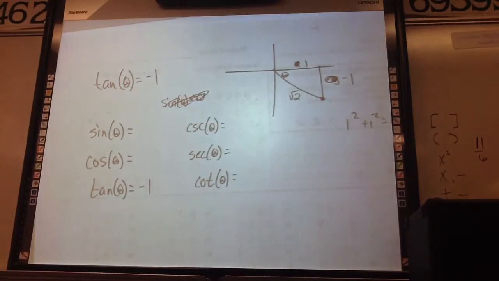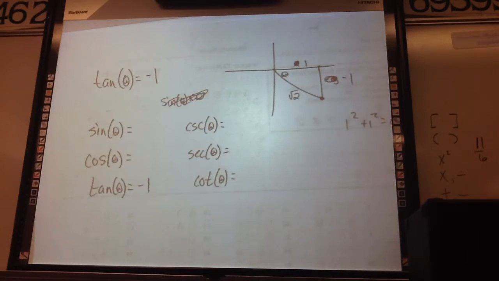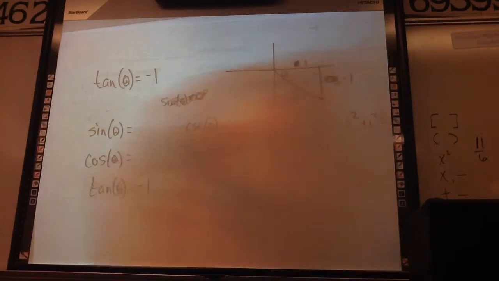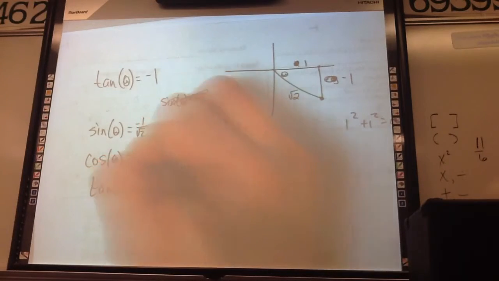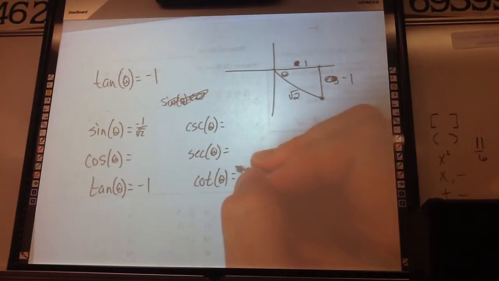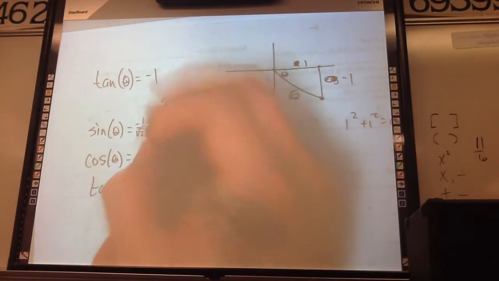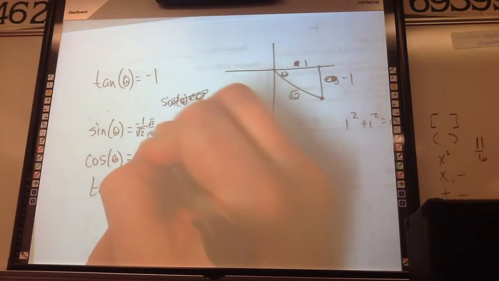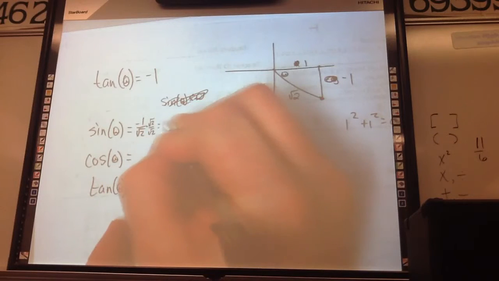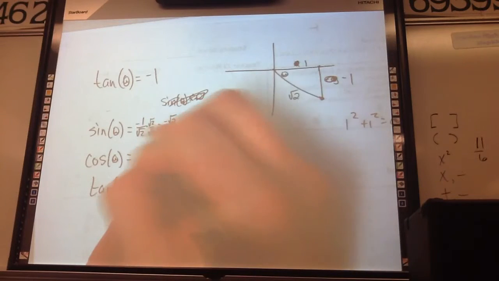So your sine of theta, what's it going to be? -1 over the square root of 2. Multiply by square root of 2 over square root of 2, because we can't have a square root on the bottom. And we get negative square root of 2 over 2.